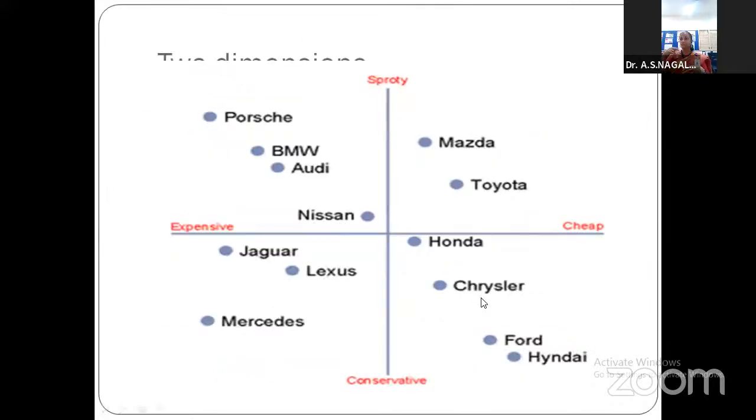When you go for two dimensions, you have to cross both qualities in this way. For example, here is a picture about cars. The car is expensive or cheaper, and the other dimension is whether it is sporty or conservative. This is the two dimensions they have created.